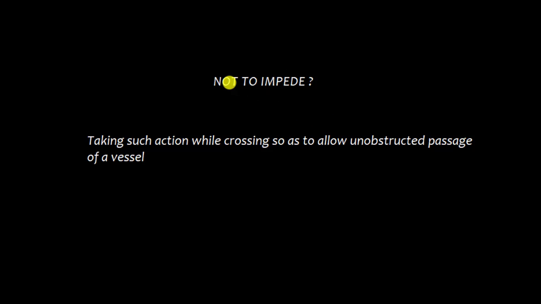So here, let's talk about the term not to impede. Well, not to impede means taking such action while crossing so as to allow unobstructed passage of a vessel. And this action may or may not be in line with other steering and sailing rules. Well, that I am going to discuss.